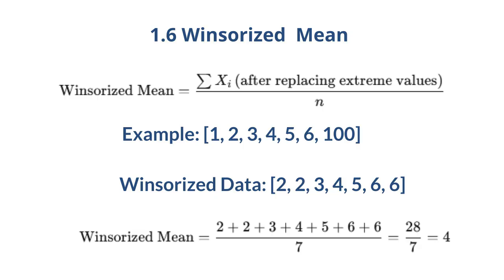Thus, the winsorized mean is 4. When to use the winsorized mean? When you want to limit the influence of outliers, but still include them in the analysis. It's useful when you don't want to completely discard extreme values, but want to reduce their impact on the average.